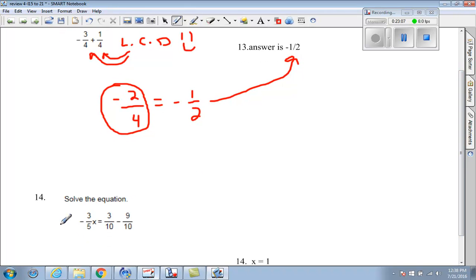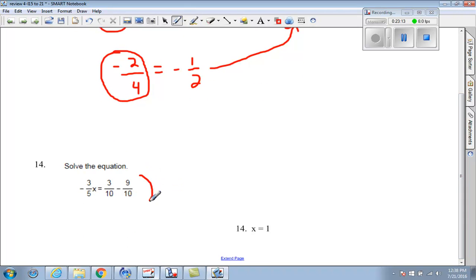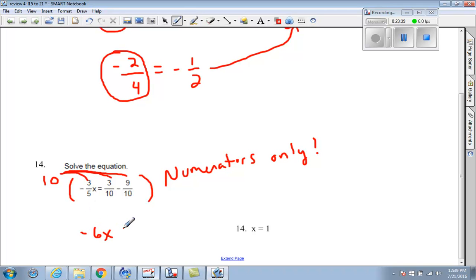Okay, we're going to try that same technique here on this equation with clearing the fractions. So I'm going to draw giant parentheses, pick an LCD of 10. This one will be easier to operate on. Send 10 through to the numerators only via multiplication, and then divide out by the denominators. So ready? 10 times 3, 30, divided by 5, 6. Keep the negative. Try again. 10 times 3, 30, divided by 10, 3. Try again. 10 times 9, 90, divided by 10, 9.